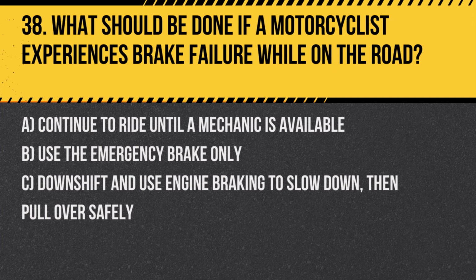Question 38. What should be done if a motorcyclist experiences brake failure while on the road? A. Continue to ride until a mechanic is available. B. Use the emergency brake only. C. Downshift and use engine braking to slow down, then pull over safely. Answer. C. Downshift and use engine braking to slow down, then pull over safely. This method allows the rider to stop without functioning brakes.